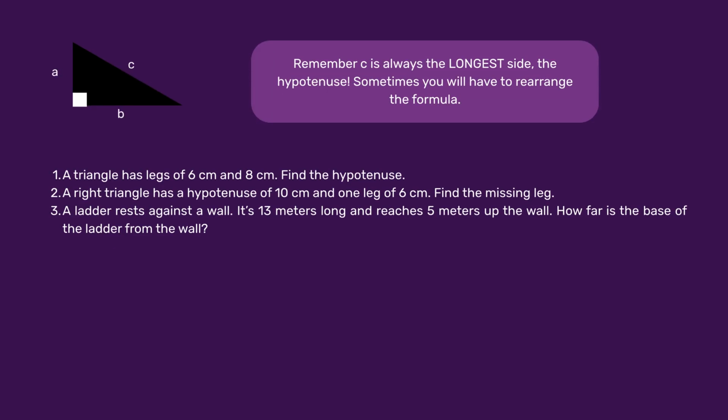Now it's your turn. Here are 3 practice problems, starting simple and building up. First question is, a triangle has legs of 6 centimeters and 8 centimeters. Find the hypotenuse. Second question, a right triangle has a hypotenuse of 10 and one leg of 6 cm. Find the missing leg. The third question, a ladder rests against a wall. It's 13 meters long and reaches 5 meters up the wall. How far is the base of the ladder from the wall?